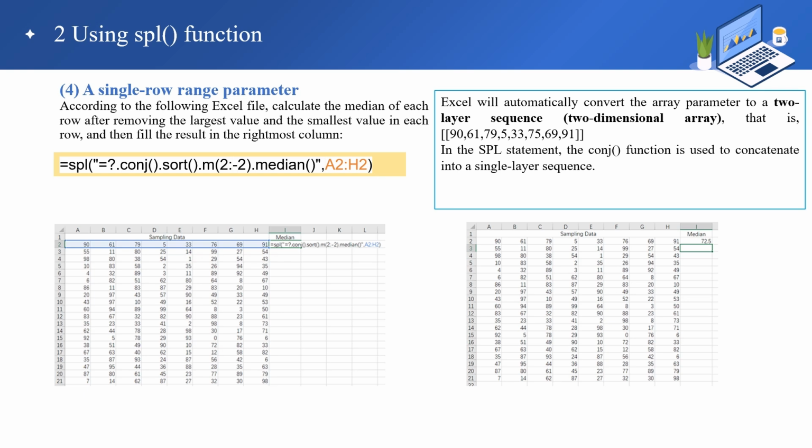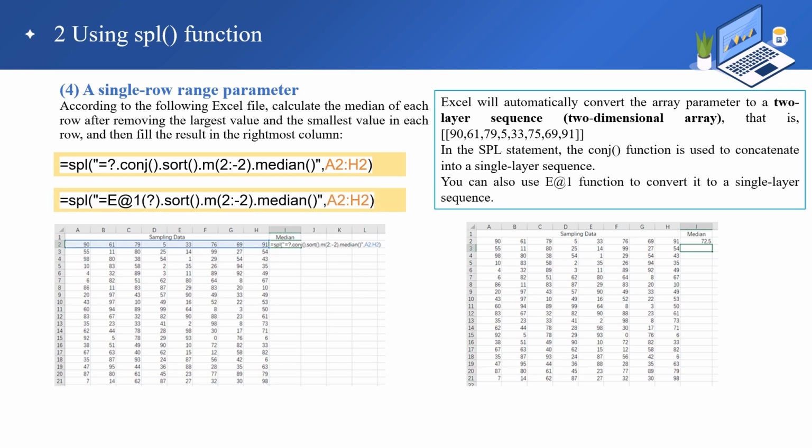Therefore, there is a need to use the conjunction function in the SPL script to concatenate into a single layer sequence, then sort it. After that, remove the largest and the smallest values and calculate the median. In addition to the conjunction function, you can use the e@1 function to convert it to a single layer sequence. The function e@1 can convert a single value or a two-layer sequence to a single layer sequence.